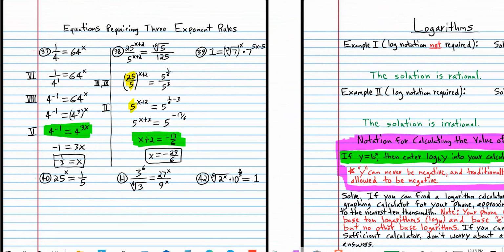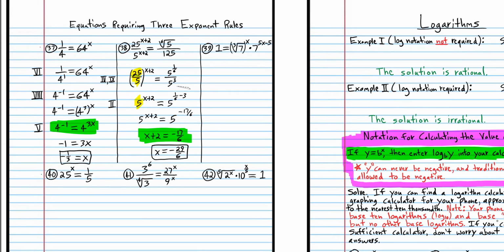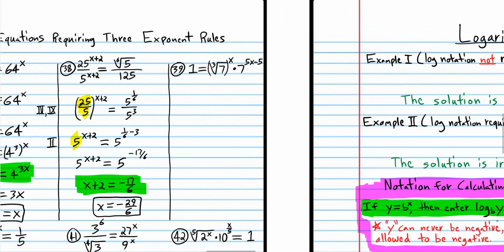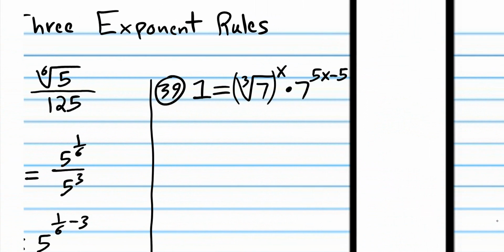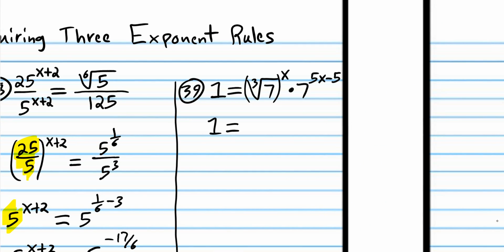Okay, so let's try number 39. Try one more of these 3-rule problems before you try one on your own. Okay, so I'm going to use rule number 10. This is different. We have a variable here, but that's okay. It's still rule number 10. So that's going to be 7 to the x over 3 power times 7 to the 5x minus 5.